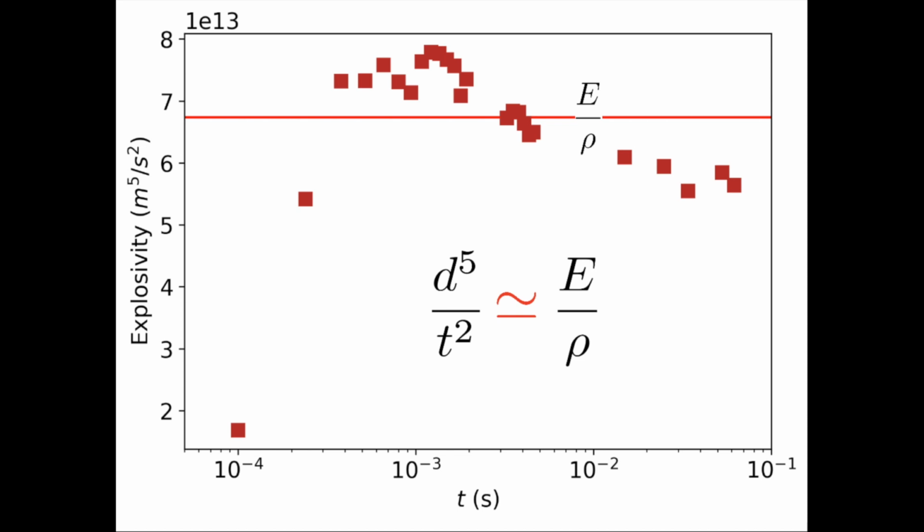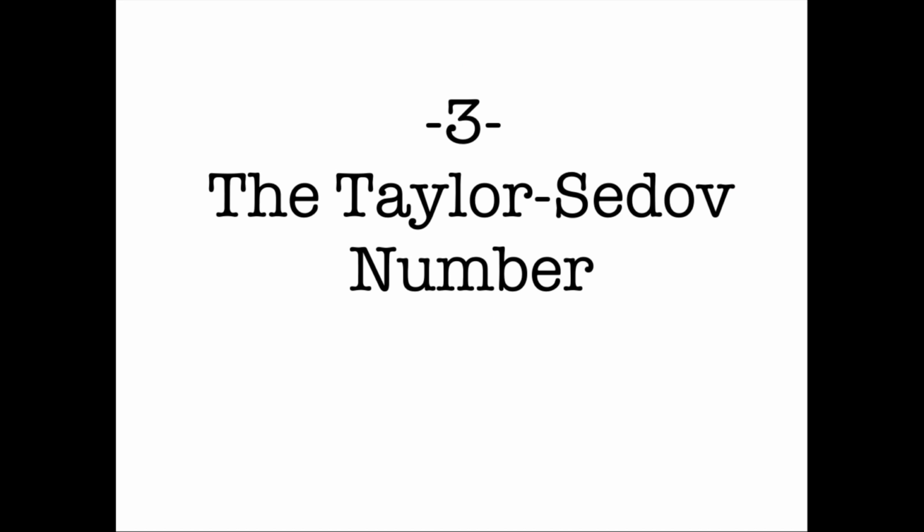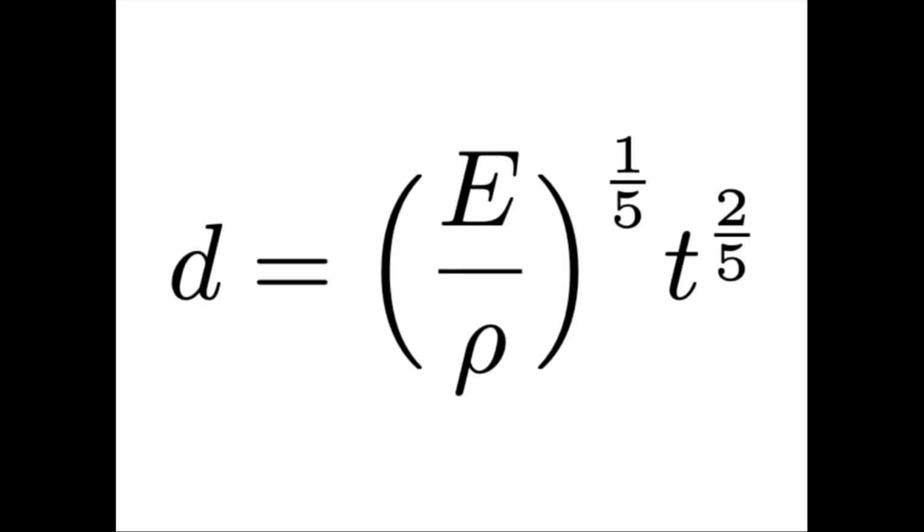For each data point, we can introduce a number n, quantifying the degree of agreement with Taylor's regime. We call this number the Taylor-Sedov number. So far, we've been calling this relationship between space, time, and the ratio of energy and density Taylor's regime, or Taylor scaling, depending on our mood.